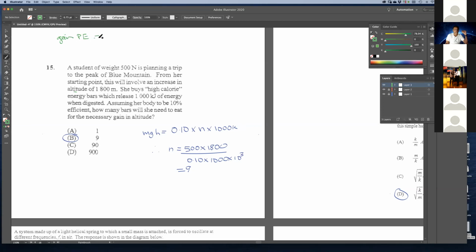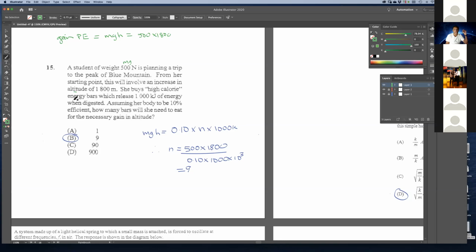How much potential energy? mgh. mg is the weight. So the amount of potential energy she is going to gain is 500 multiplied by 1800. No problem. That's the first sentence.